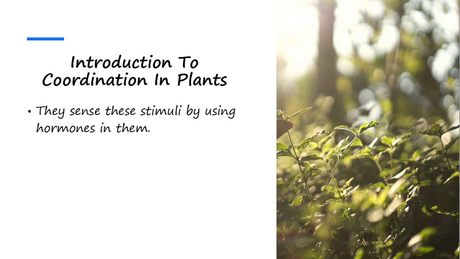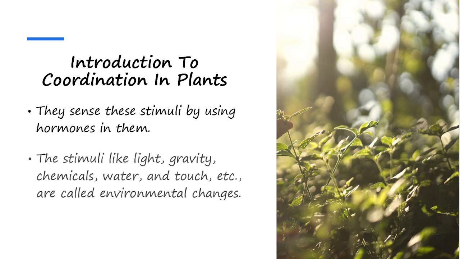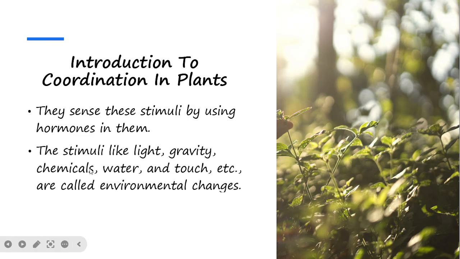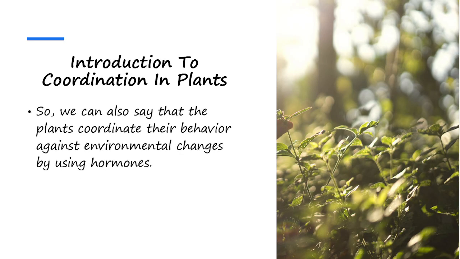They sense these stimuli by using hormones in them. So plants have various hormones which help them to sense these various stimuli. The stimuli like light, gravity, chemicals, water, and touch, etc., are called the environmental changes. So these stimuli are the ones found within the surroundings, and that's why they're called environmental changes, and they are the ones that plants can detect or sense. So we can also say that plants coordinate their behavior against the environmental changes by using hormones.